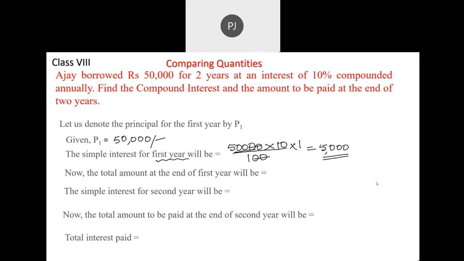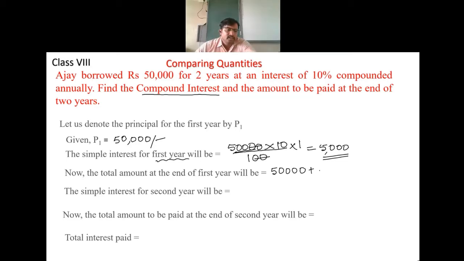The question is related to compound interest. This is the procedure to be followed. Look at the question: find the compound interest, because we are adding. So the amount at the end of the first year will be equal to 50,000 plus 5,000, which is 55,000.